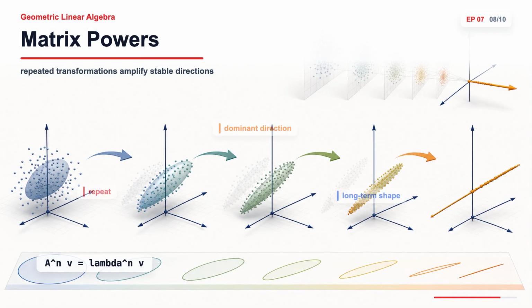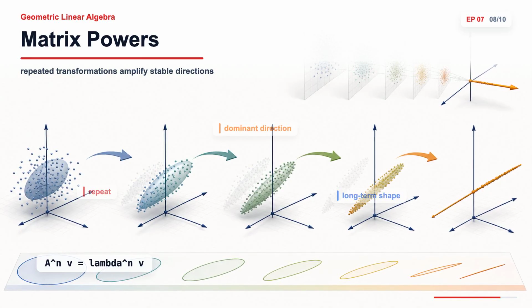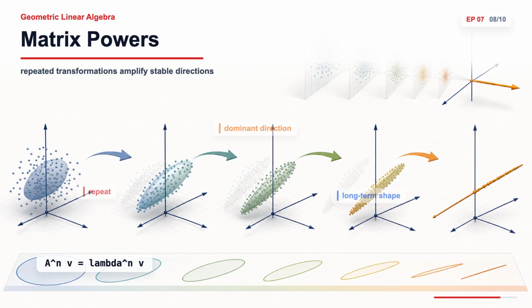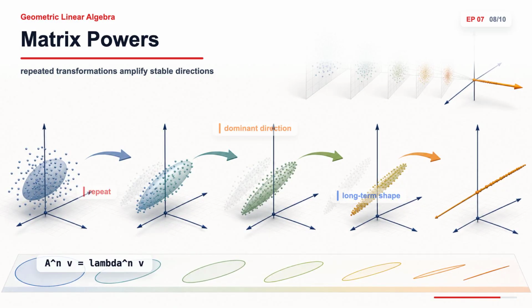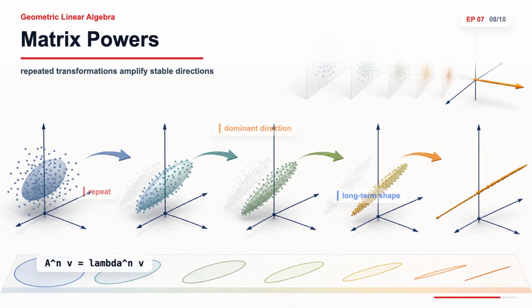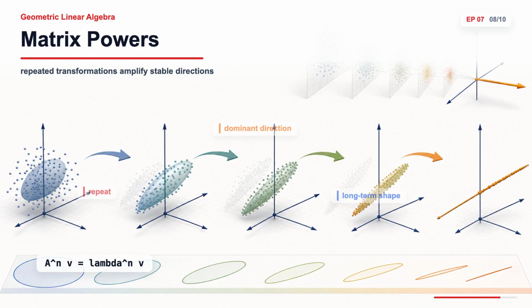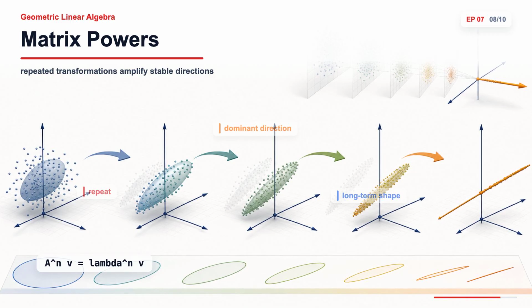Eigenvectors also explain repeated transformations. If V is an eigenvector, applying A once multiplies it by lambda. Applying A twice multiplies it by lambda squared. After many steps, the powers of eigenvalues decide which directions grow and which directions fade. This is why eigenvectors are central in dynamical systems. They describe the directions that dominate long-term behavior.